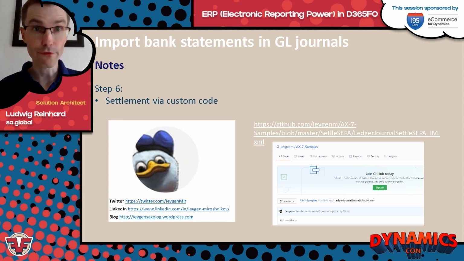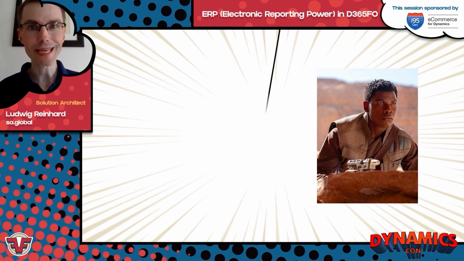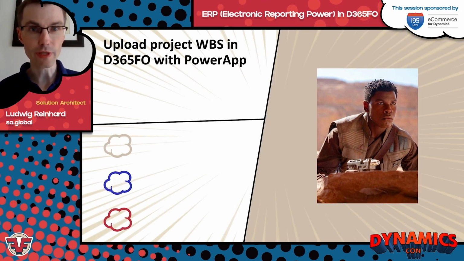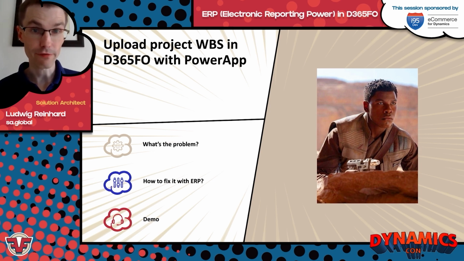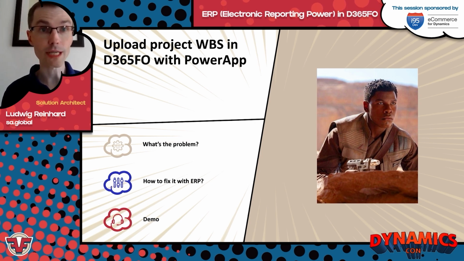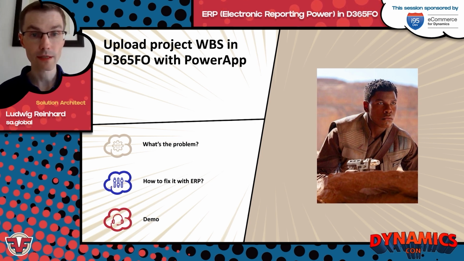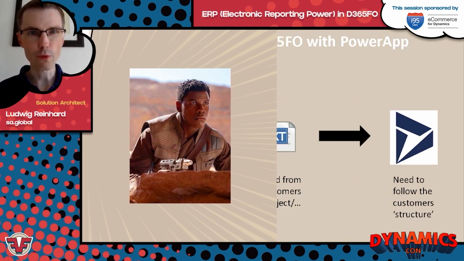Okay, so this was the first part of my presentation that I wanted to share. Let us jump now to the second part where I want to demonstrate you how you can upload a WBS, so a work breakdown structure in Dynamics 365. And once again, I will start in a similar manner. So we will first focus on what is the problem. Then we will have a look at how we can fix this. And then I will give you a short demo and some hints and notes that give you an idea how you can realize that. Okay, so first of all, what is the problem?